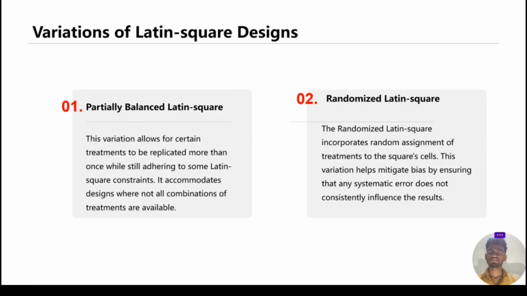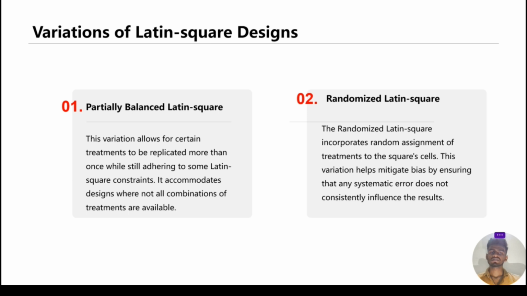Variations of Latin square designs: partially balanced Latin square and randomized Latin square. These variations allow certain treatments to be replicated more than once while still adhering to Latin square constraints. It accommodates designs where not all combinations of treatments are available.